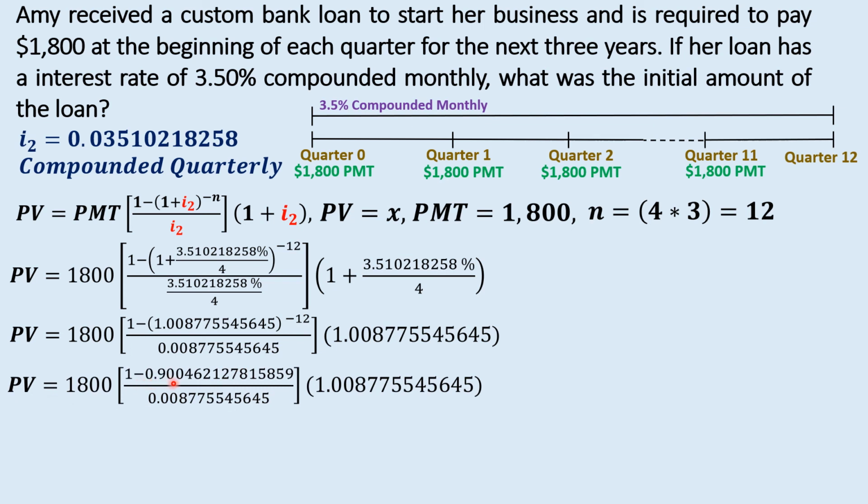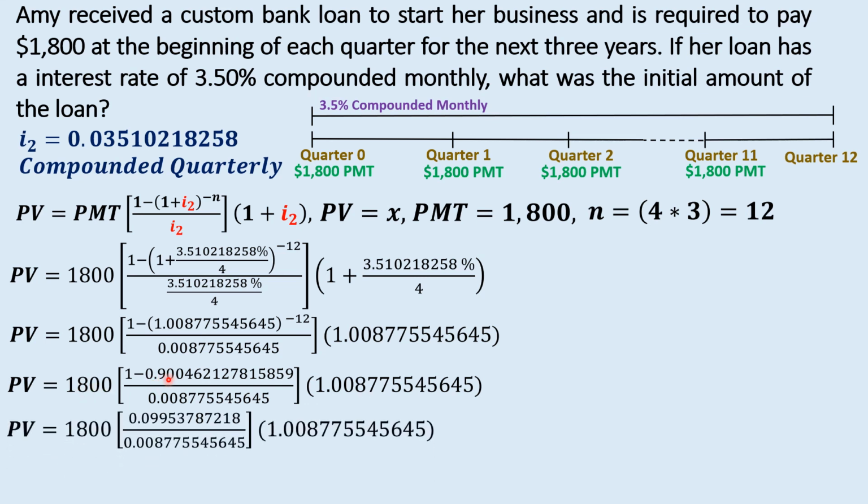0.900462127815 divided by the same thing. We've already calculated that. Multiplied by the same thing. We've already calculated that. Nothing changed except for this. So then we go ahead and simplify it even further, where we subtract 1 from the 0.900462127815859, and we're left with 0.09953787218 divided by 0.0087755454645.